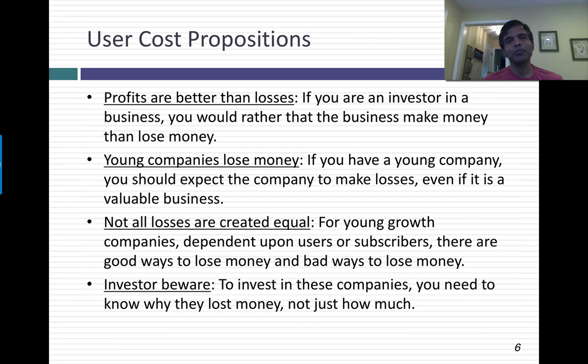Early in a life cycle, companies lose money, not because they're bad companies, but because that's what happens early in the life cycle. That said, though, not all losses are created equal. In other words, when a company loses money, there are two reactions you get to it. One is from old-time investors who say, hey, if it's losing money, you can't invest in it. It's a bad company. And I think that's wrong. At the other extreme, you have people saying, well, losing money is not a big deal. You don't have to make money. And that's not right either. The truth is, when a company loses money, you need to see why it loses money, because the reason it loses money can allow you to distinguish between good losses and bad losses.